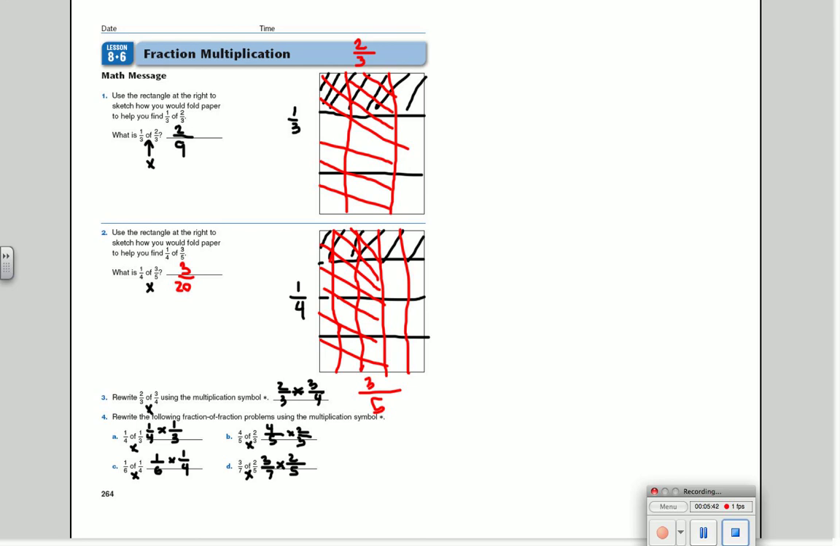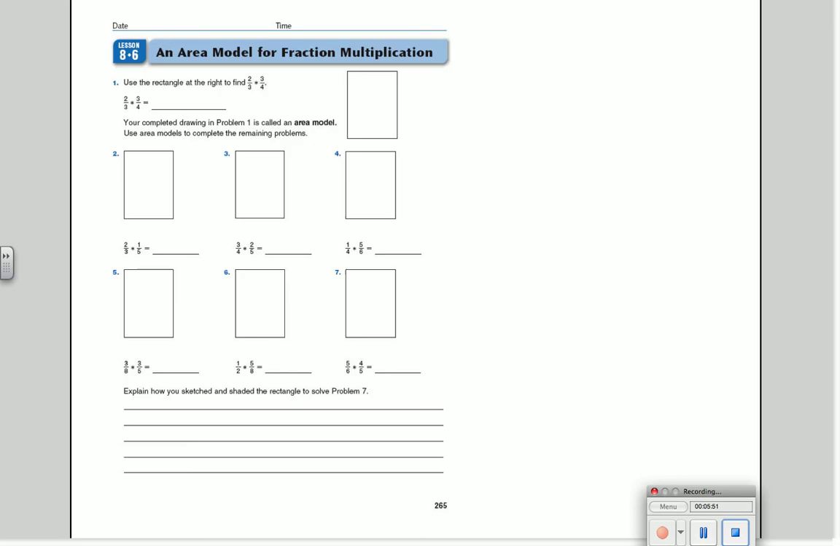That should have been simple enough for you. All they wanted you to do was rewrite the problems using a multiplication symbol. Check in with me. I don't see why you wouldn't be correct.